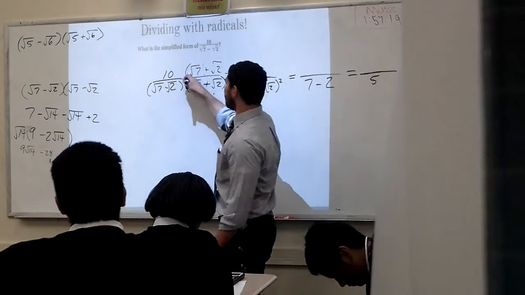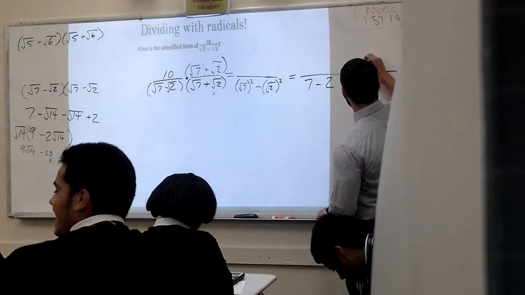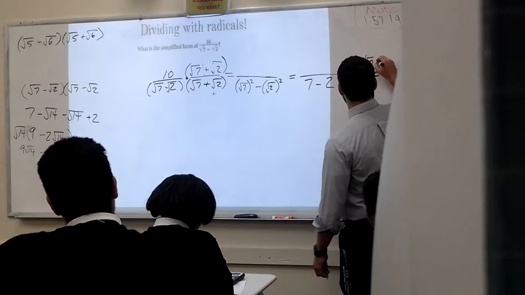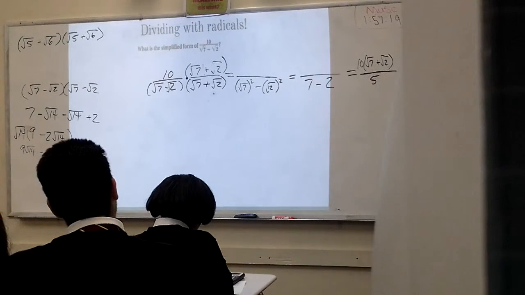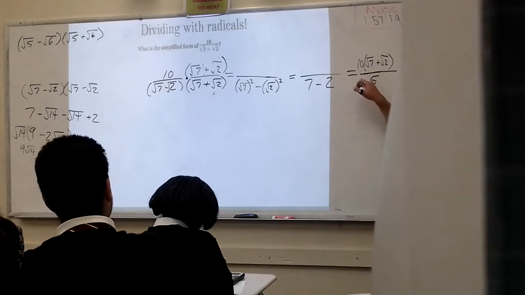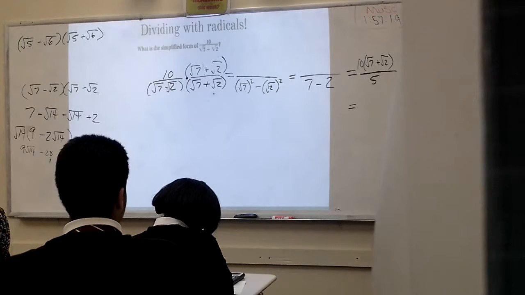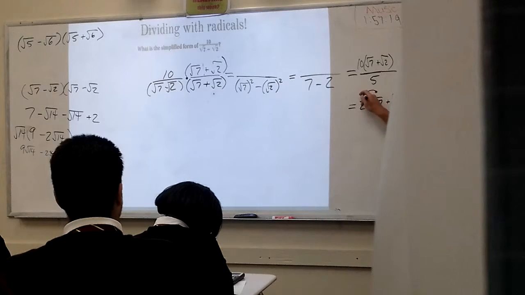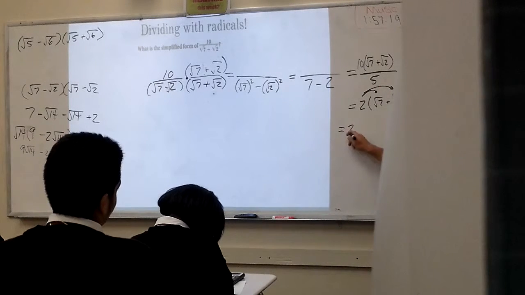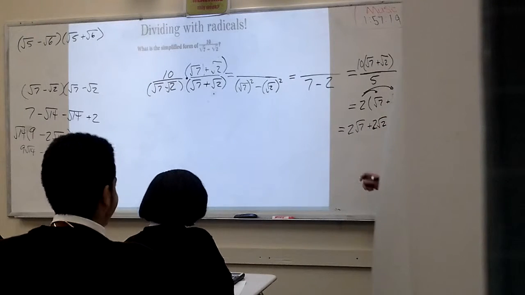So now all you've got to do on the top is distribute that 10. But before we do that, let's look at something. If I don't distribute it yet, I'd have 10 times square root of 7 plus square root of 2 over 5. What do I notice about this 10 and 5? They have a common factor. What's 10 over 5 equal to? 2. So now I just have 2 times square root of 7 plus square root of 2. If I distribute that, I get 2 square root of 7 plus 2 square root of 2.